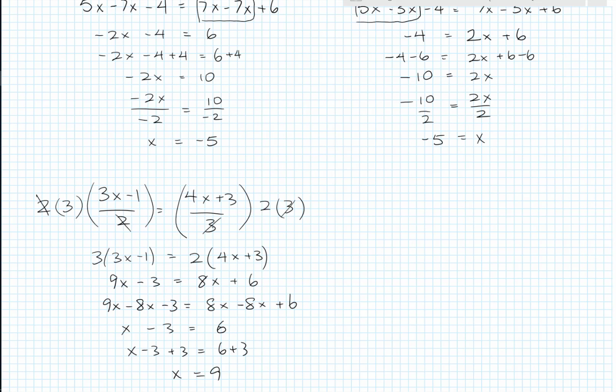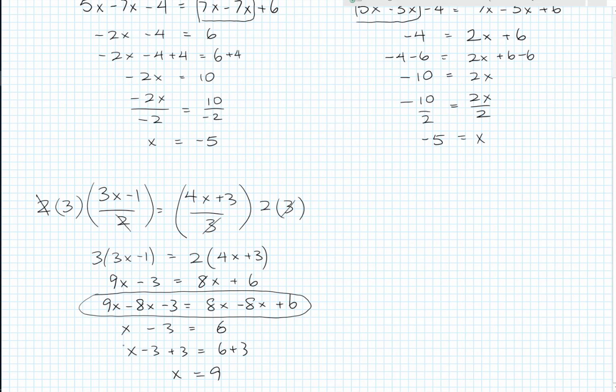So for instance, this line right here, we can leave that out because to go from 9x minus 3 equals 8x plus 6 to the next line, x minus 3 equals 6, it's obvious what we've done. We've subtracted 8x from both sides. And after you've done this many times, you'll see that.